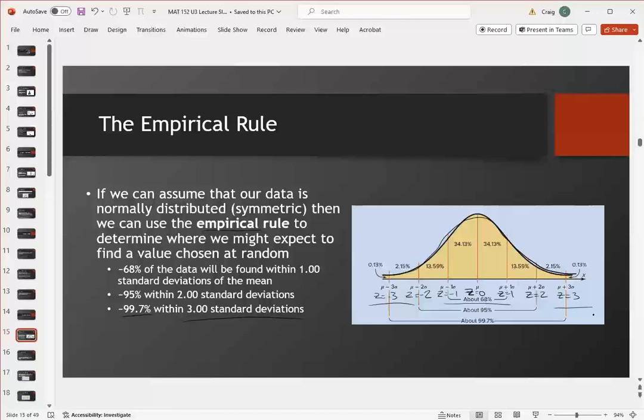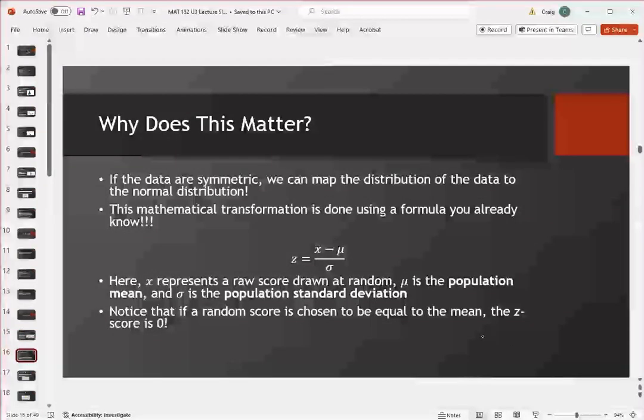But you can also see how we could use this to ask questions about what's the probability of finding a person above z equals 1 or below z equals -1. There's a bunch of examples that we're going to show with that. And as I've said a few times, if it's symmetric, we can map to it. We can fit the normal distribution, the z distribution, over our data.